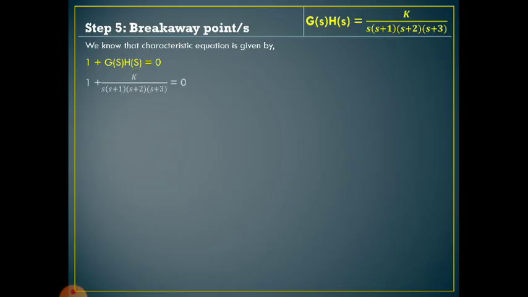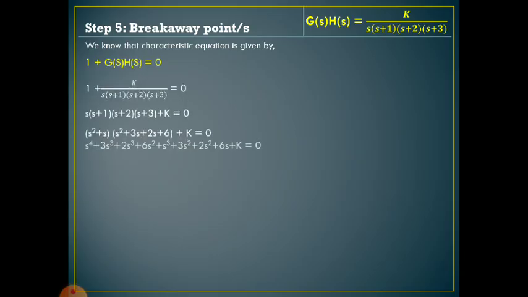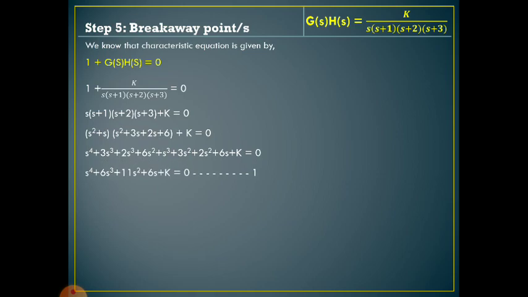So you substitute that here, and after substituting, if you do the necessary mathematical modifications, you will arrive at the characteristic equation s^4 plus 6s^3 plus 11s^2 plus 6s plus k is equal to 0.